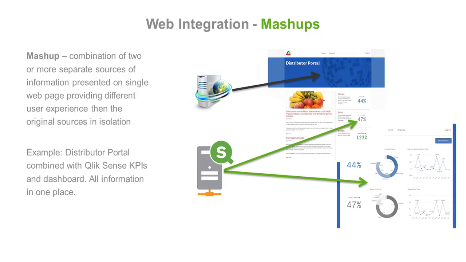We use mashups to embed Qlik charts into the user interface or third-party applications. A mashup is a combination of two content sources presented as one user interface. As you see in this example, we combine a distributor portal with APIs and a dashboard from Qlik. Portal content is served by portal servers. Qlik objects are served by Qlik servers, and integration occurs on the user interface level.